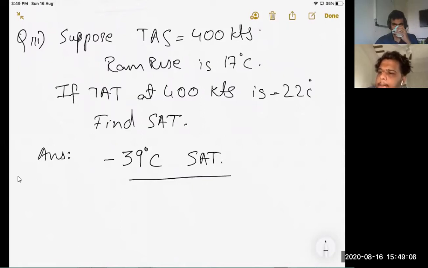But SAT, solve this equation using nav calci. So how do you solve? Can you just tell me? All you need to do is feed in the values. Put TAT, put TAS, put RAM rise, and you will get your SAT.